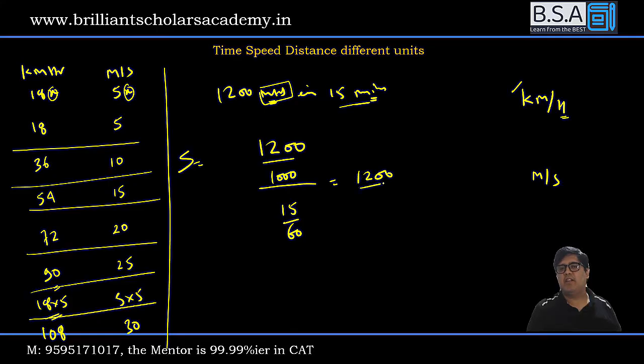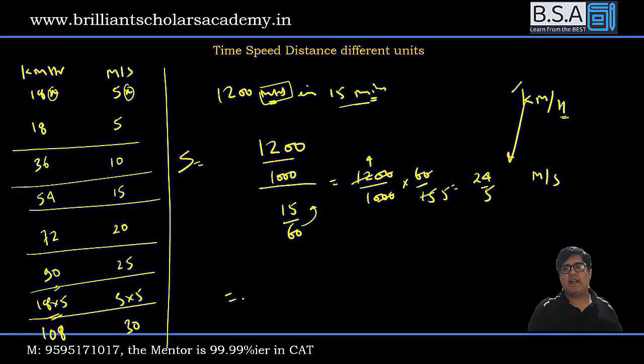So 1200 divided by 1000, and this will cross over, this will reverse, 60 upon 15. Now go crazy, cancel everything. Three zeros are gone. This is 3 into 4, 3 into 5. So 24 upon 5 kmph. Your job is done.